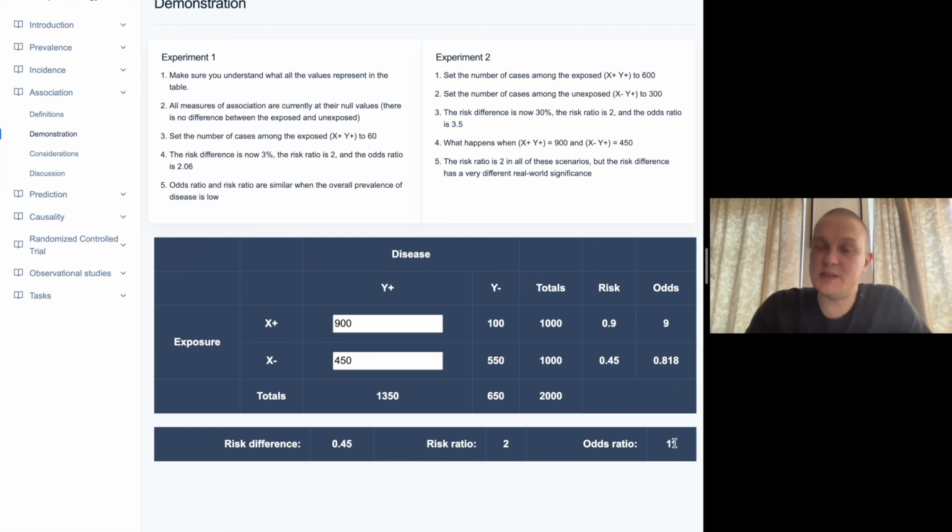The odds ratio is changing wildly. Maybe that can be interpreted as a good thing. It's really showing that these different risks are different. But then again, the odds ratio is quite difficult to interpret. Have a play around with this to make sure that you understand it.